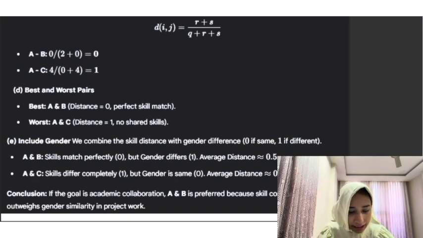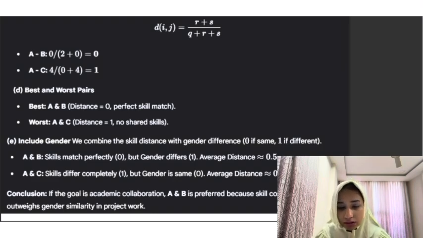Then when we compare A and C, skills differ completely. There is 1 in skills, but gender is same, which is 0. So both are male, but their skills are completely different, which is 1. So again the average will be 0.5.